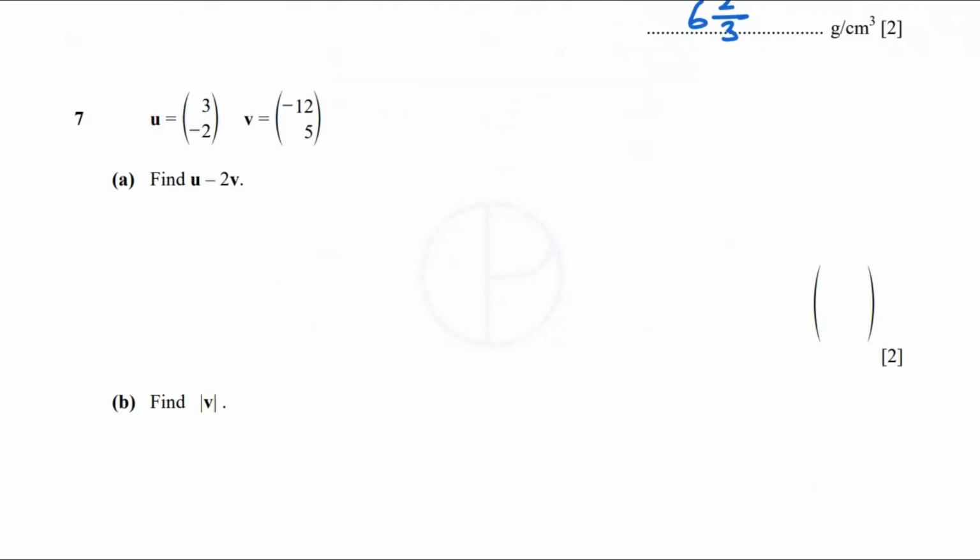U and V are given. Find U minus 2V. U minus 2V is U, which is 3, minus 2 times V. Minus 2 times minus 12 is plus 24. Minus 2 times 5 is minus 10. So 27 minus 12.